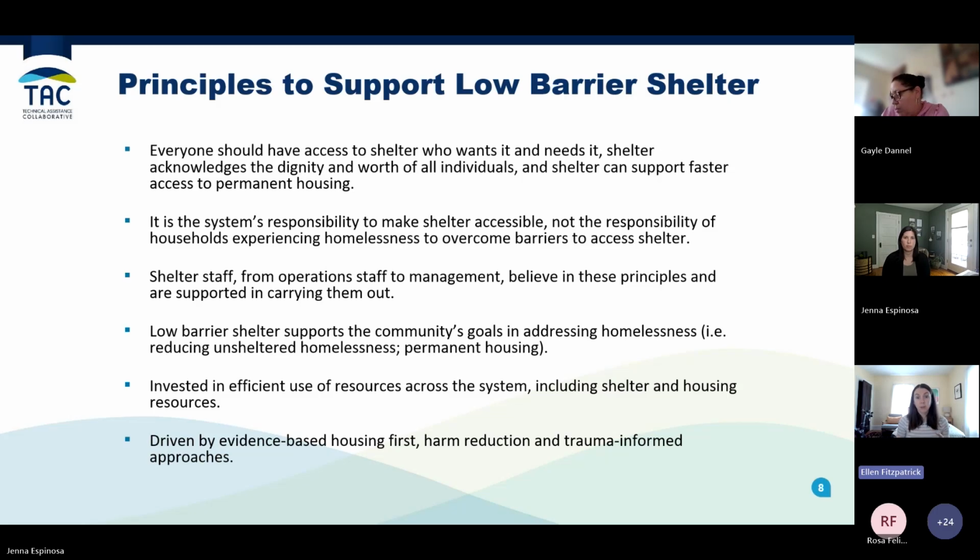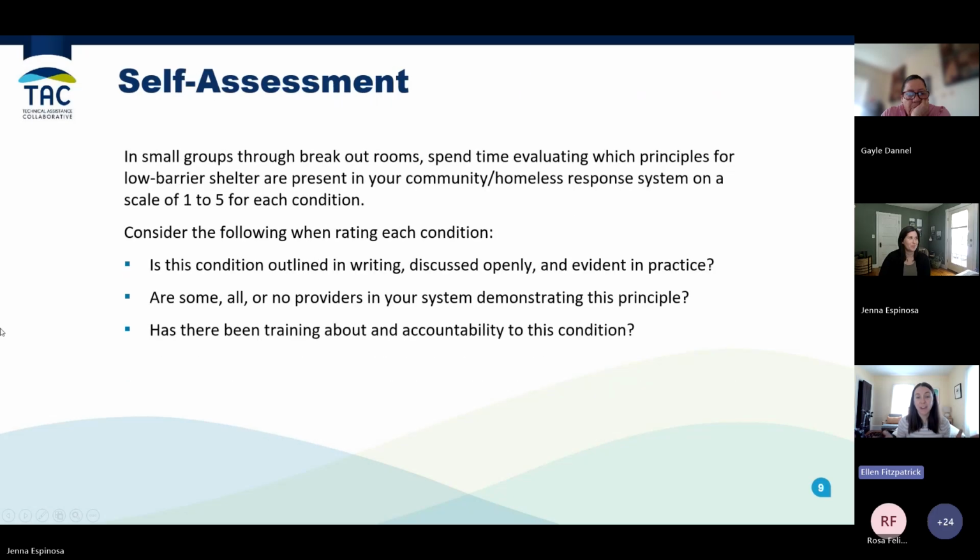So we really see that communities succeed with making the shift to low barrier shelter. Maybe not in every shelter in the system, right? There's a place for everything, but creating some pool of low barrier shelter beds, at least when these principles are being upheld and are believed in again by the folks who are doing the work in that community. So I think we're gonna pause here and get everybody a little engaged in some conversation before we move on to talking about actual practices and how you can think about implementing low barrier shelter.